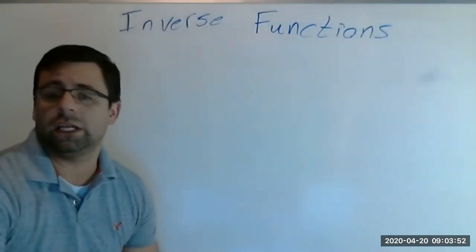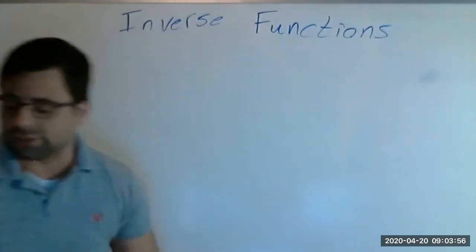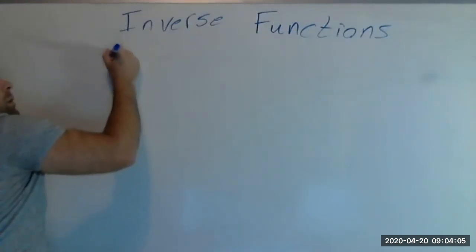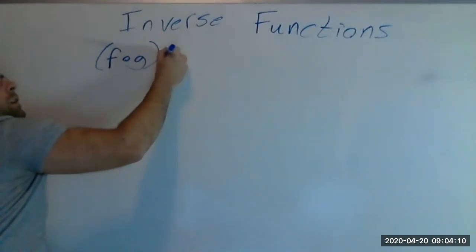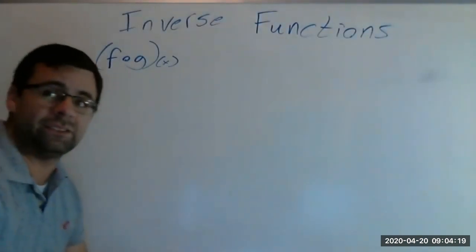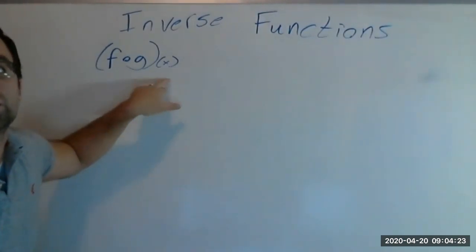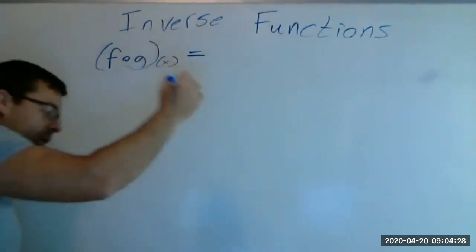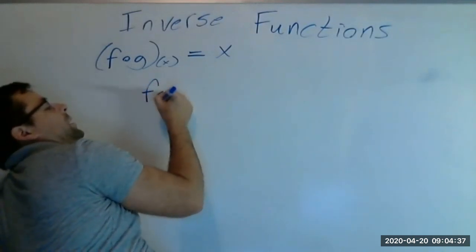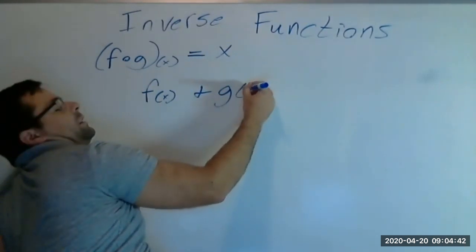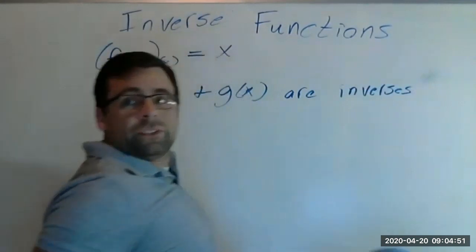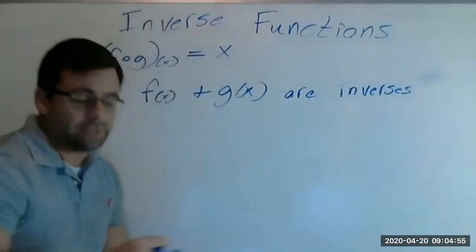On Friday, we ended off talking about these things called inverse functions. We had been discussing compositions of functions, which look like this: f of g of x. And we found that there are some certain cases where f of g of x will give you back x. So if this is the case, then f of x and g of x are inverses.